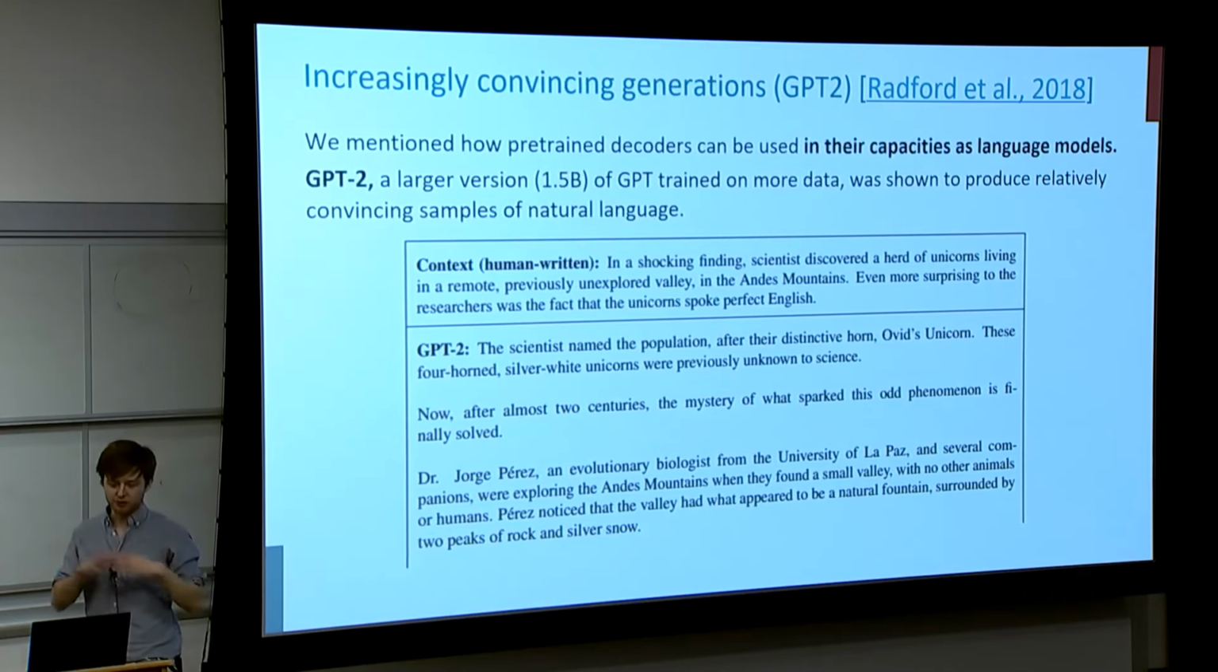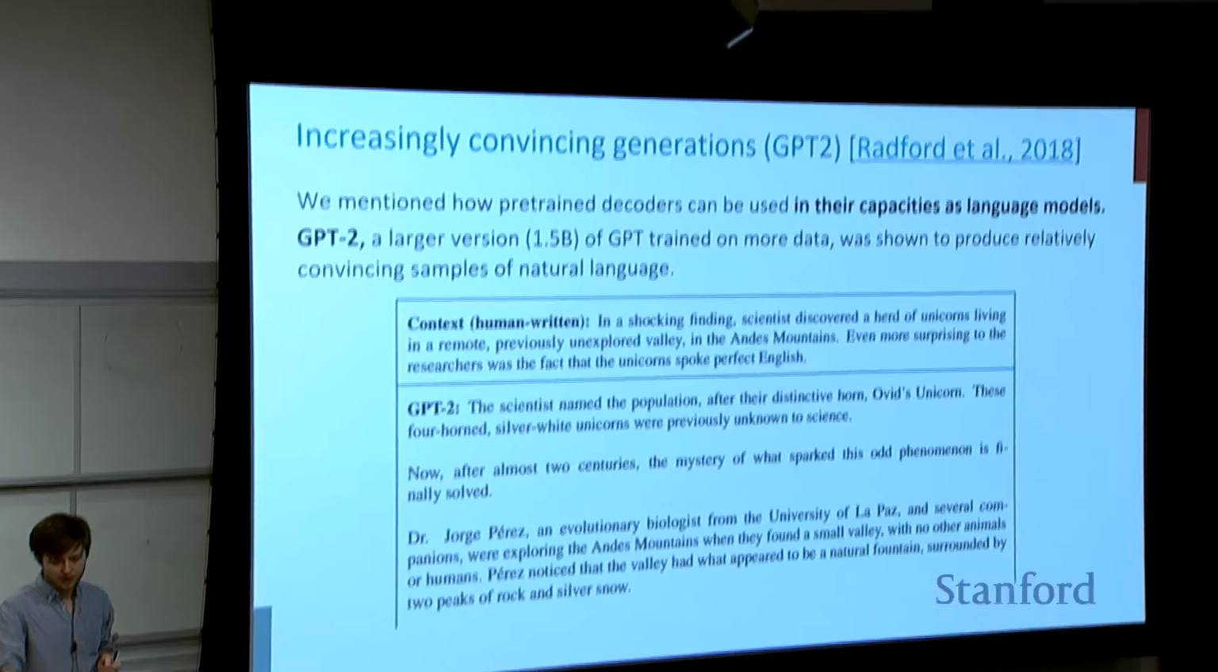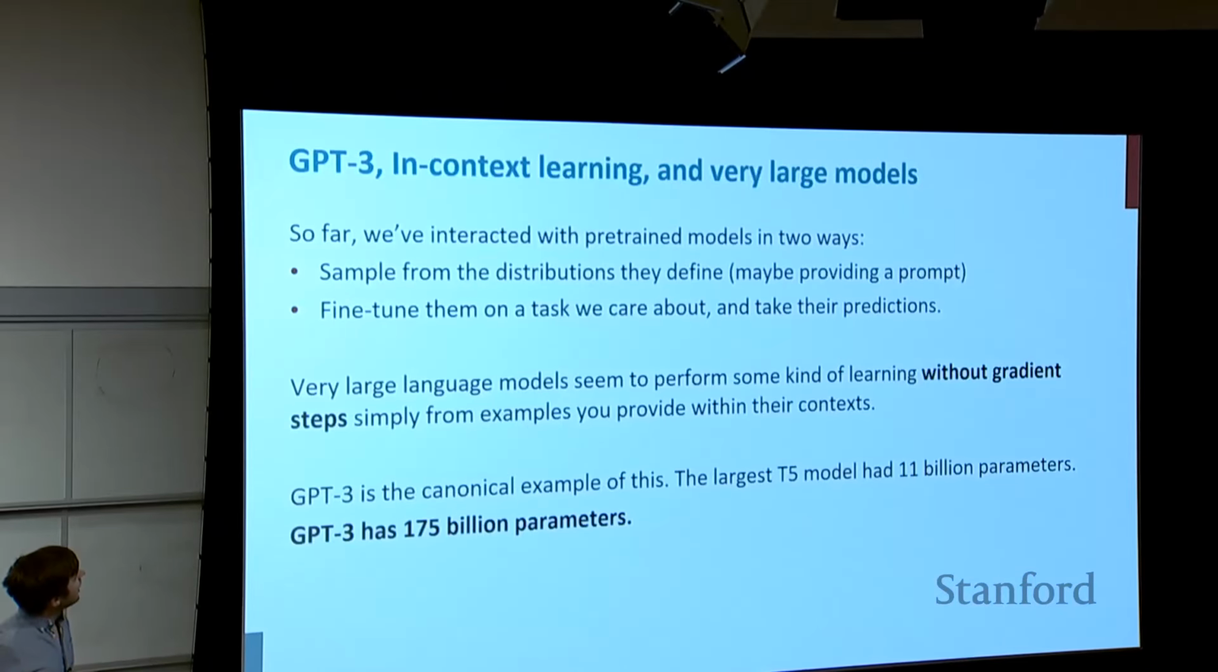So it's telling this story about scientists and unicorns here. And this size of model is still small enough that you can use it on a small GPU and fine-tune it and whatever. Its capability of generating long, coherent text was just exceptional at the time. It was also trained on more data, something like 9 billion words of text. And then after GPT-2, we come to GPT-3, as we walk through these models.